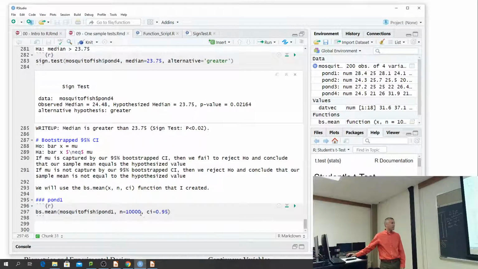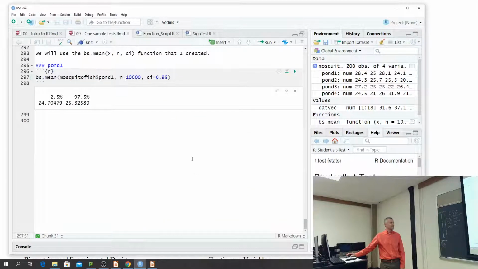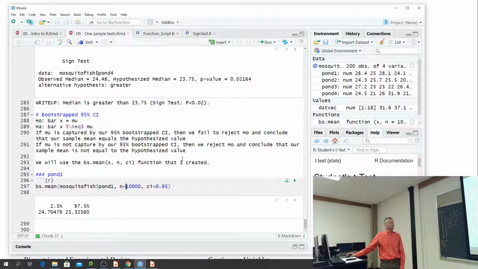So here is pond 1. Notice that I increased it to 10,000, and I'm going to do a 95% confidence interval. How long do you think it'll take? Did you run it? Not yet? You didn't run it yet? It doesn't take very long. You told me that the dollar sign was expected down here. Did you read in your mosquito fish? Check up in your environment, see if mosquito fish is up there. And yours might be a little bit different.